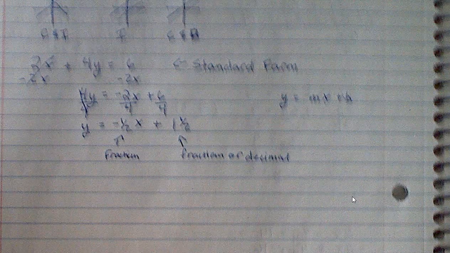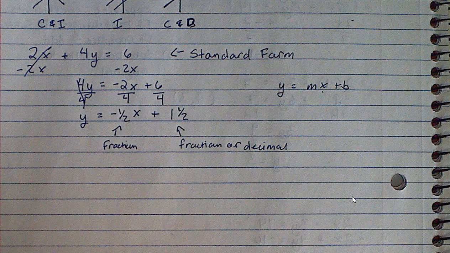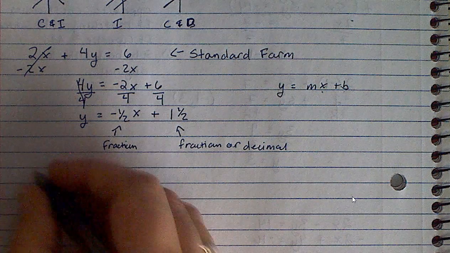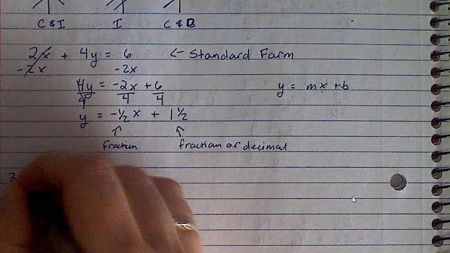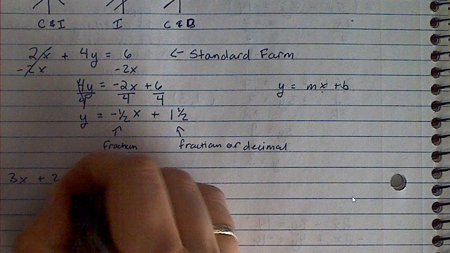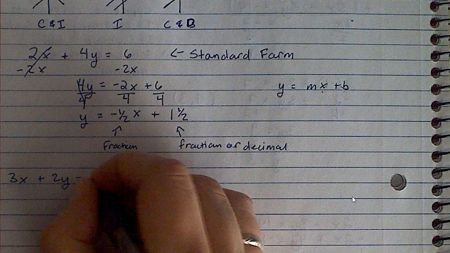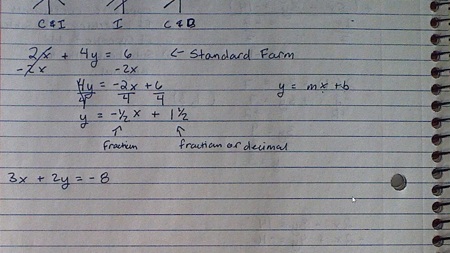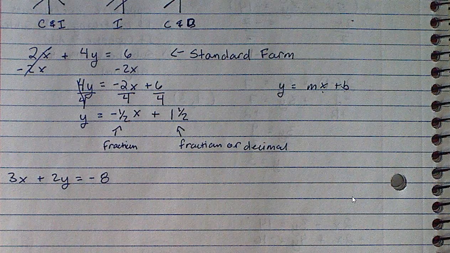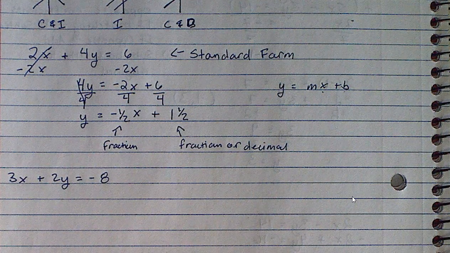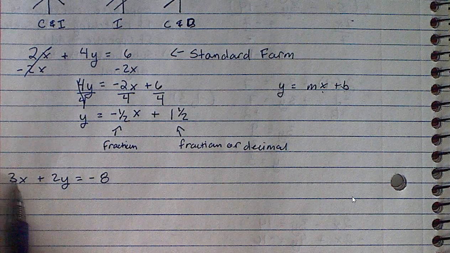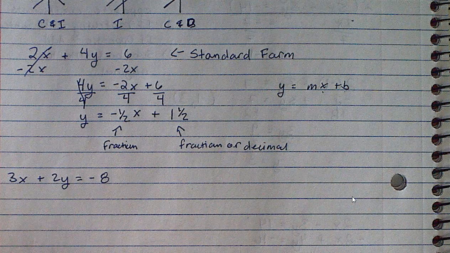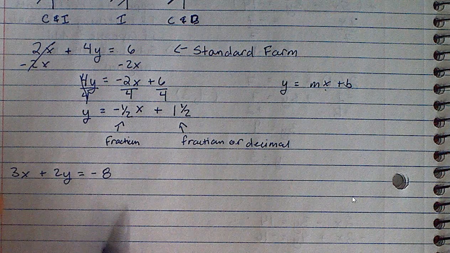So let's take a look at another one that we're going to do together, and I'm going to have you guys do one on your own. Let's do 3x plus 2y is equal to negative 8. So we're going to change this from standard form into slope-intercept form. The first thing we need to do is get this 3x onto the other side. So how do we move positive 3x onto the other side? I'm going to minus 3x from both sides.